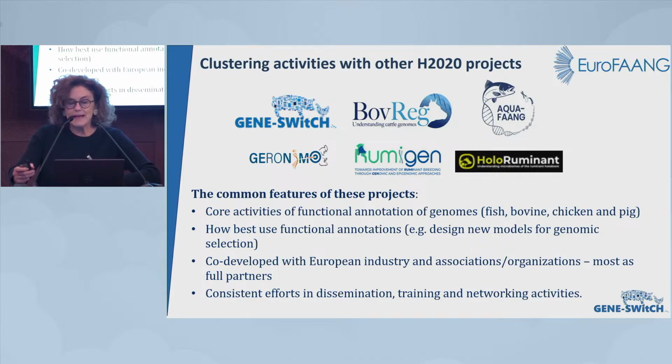And they had common features, like core activities of functional annotation of genomes of the different species, fish, bovine, chicken, pig. The aim to implement the phase 2, that is to use the functional annotations, like as it was in GENE-SWitCH, quite a lot of energies, to design new models for genomic selection. To co-develop with European industry and associations and organizations for breeding the research, so as really full partners, not just collaborations, and with consistent efforts in all the activities of dissemination, training, and networking activities.